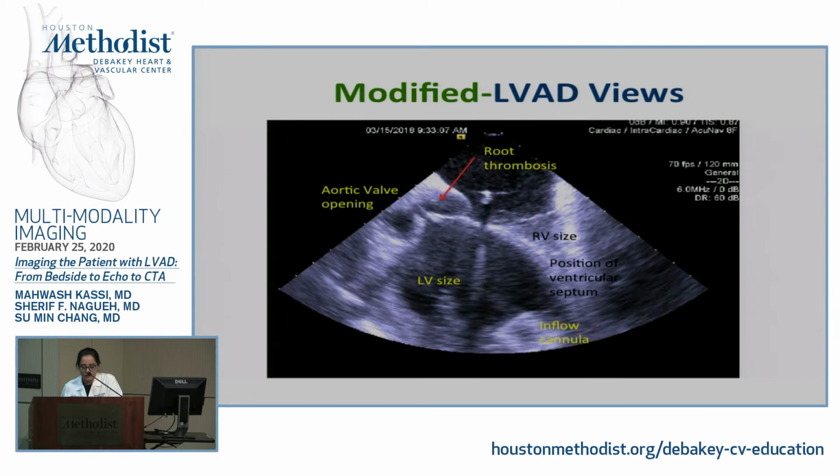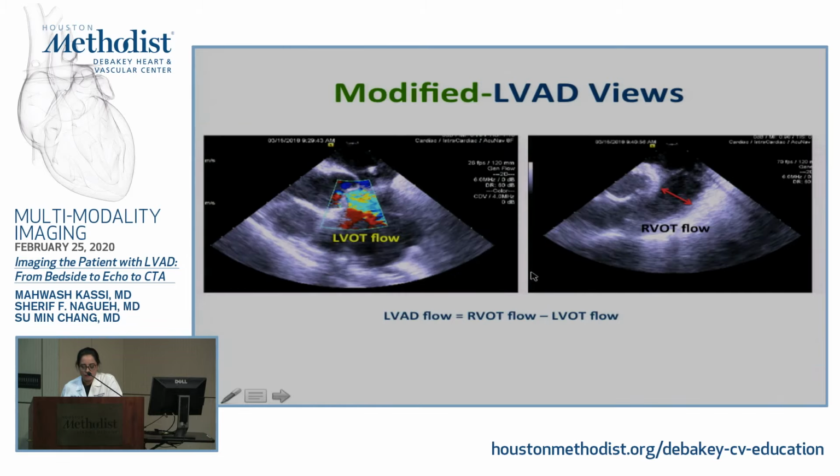And again, this is a view where we could see the aortic valve, root thrombus, RV size and position. Again, the RV is completely squished in this situation, and the LV is huge and it's bulging towards the RV. So this is a situation where it's ineffectively unloaded.